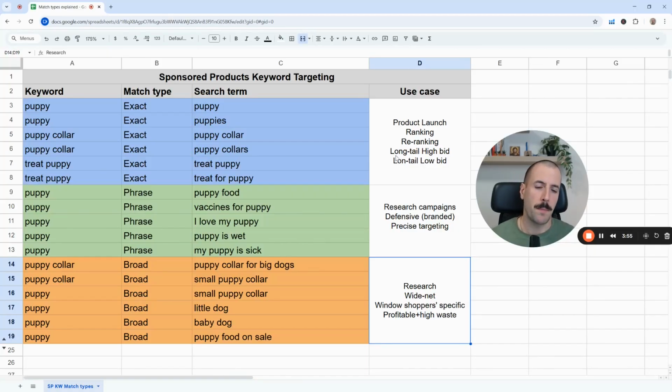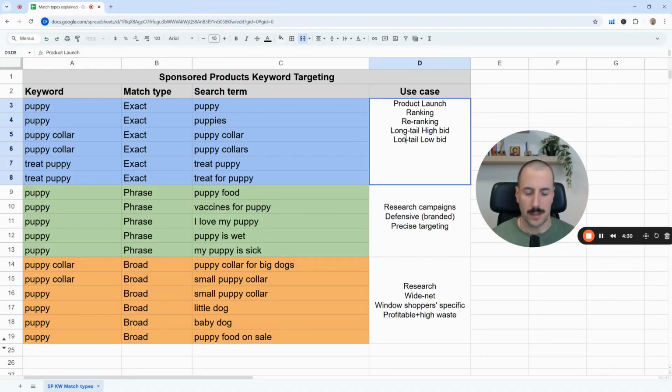These two, for example, if you want to cover long tail keywords, long tails are considered, for example, this could be a long tail keyword, consisting of 4 or more words in a single keyword. So puppy collar for big dogs, if that's a highly relevant keyword for you, then you can bid really high for that keyword, have maybe 5 keywords per campaign or even single keyword campaigns, and cover your most important keywords with exact match.